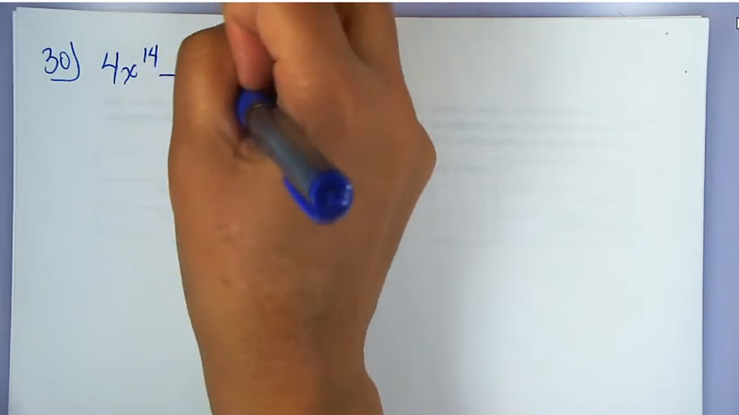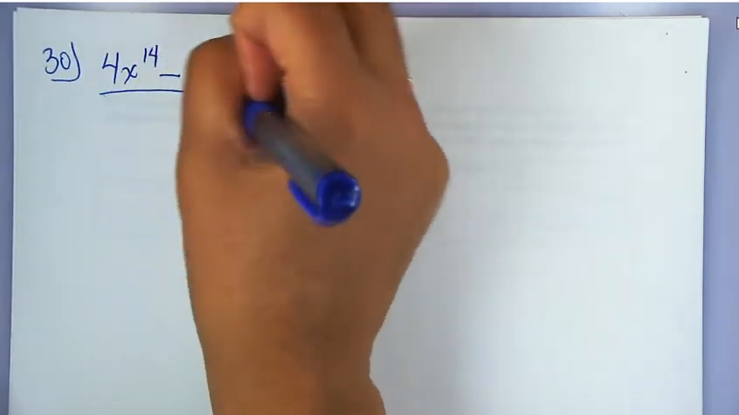Sorry. 4x to the 14th minus 36x to the 8th over 36x to the 12th.